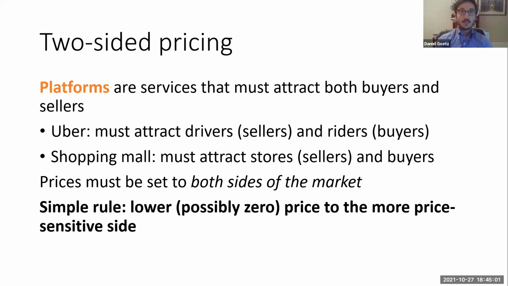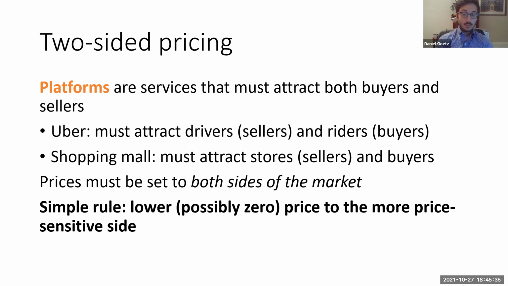You have more old examples of platforms like a shopping mall. A shopping mall needs tenants, they need stores, and they need shoppers, right? Shoppers won't come unless there are stores. Stores won't come unless they think there's going to be shoppers. So again, we have a platform that's trying to attract 2 sides of the market. Prices need to be set for both sides of the market in this case, right? So you need to set prices for both of these groups.